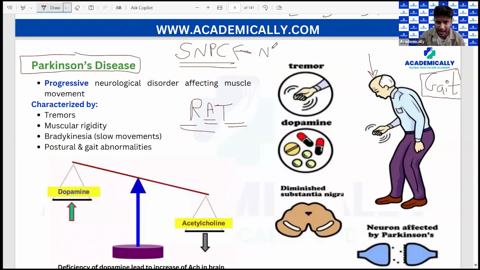And the pathway involved is the nigrostriatal pathway. This is asked in examination. Please write down the name of the pathway and the region: substantia nigra pars compacta and nigrostriatal pathway. You must know about this. Clear to all of you?